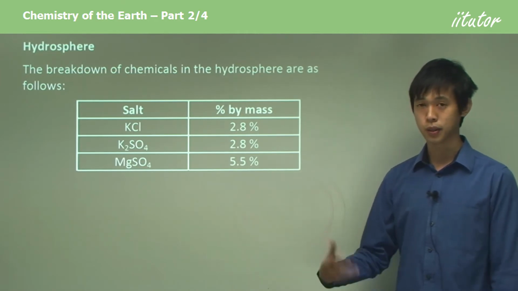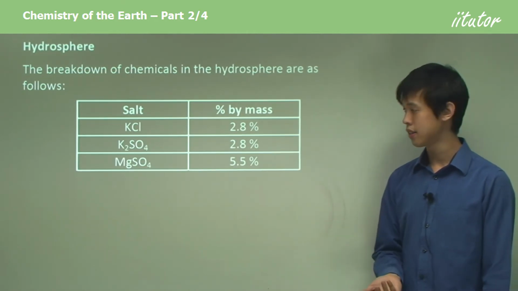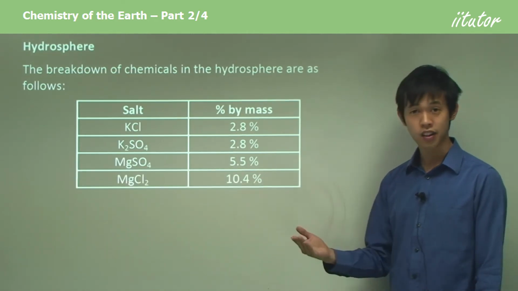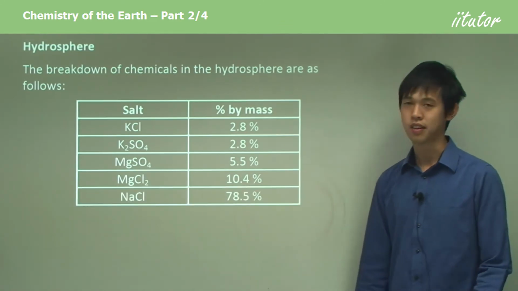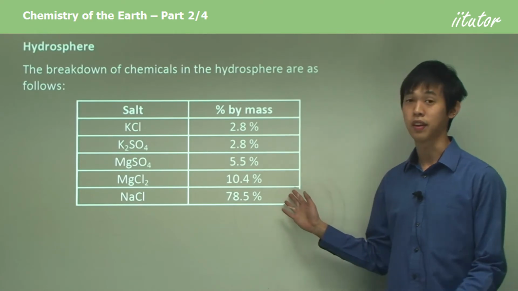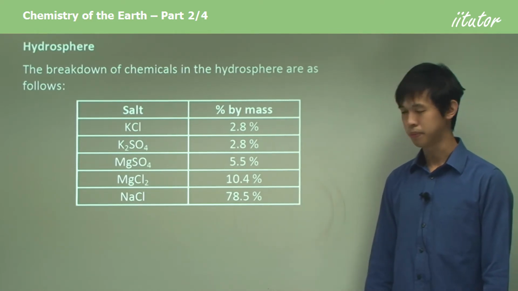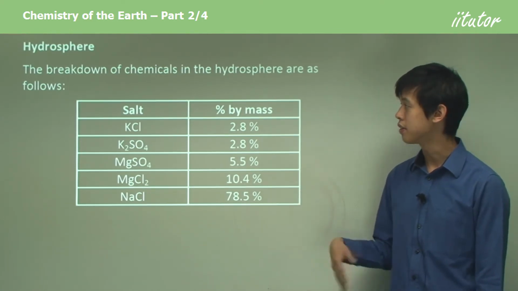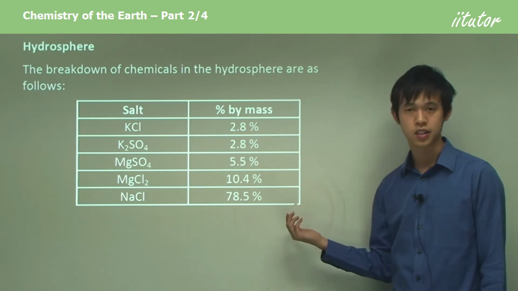Magnesium sulfate is much more, it's 5.5%. Magnesium chloride is even higher than that, 10.4%. And sodium chloride, salt, takes up the biggest percentage, and that's 78.5%. More than 3/4 of the salt in the hydrosphere is NaCl.